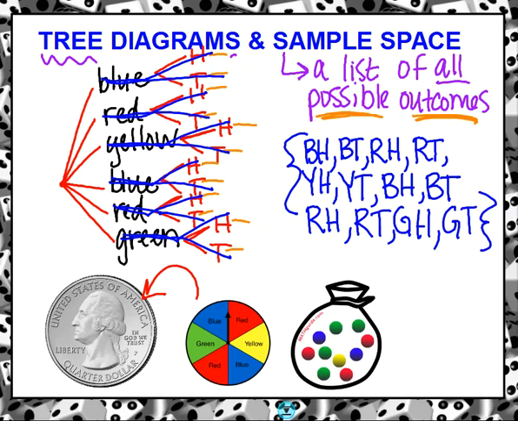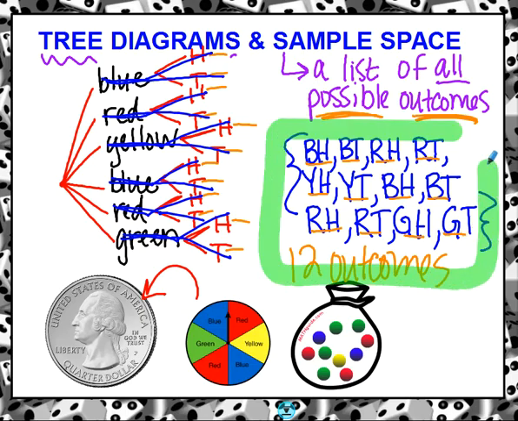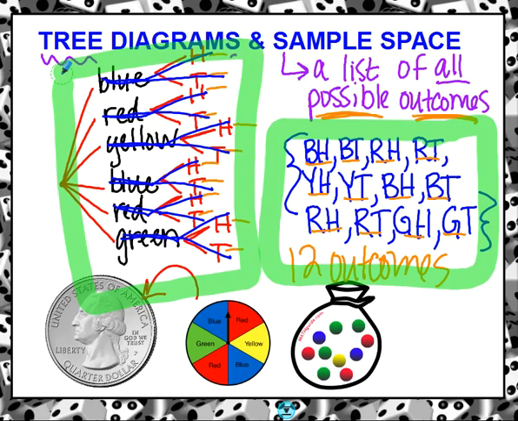So notice I did write out all 12 things. We said there were 12 outcomes when we looked at our tree diagram. And I wrote out 1, 2, 3, 4, 5, 6, 7, 8, 9, 10, 11, 12 things. Okay? So as you're looking at your tree diagrams, make sure the outcomes that you list in your sample space, which is right over here, match the number that are on your tree diagram as well. So every time you do a tree diagram, your sample space should really match that.